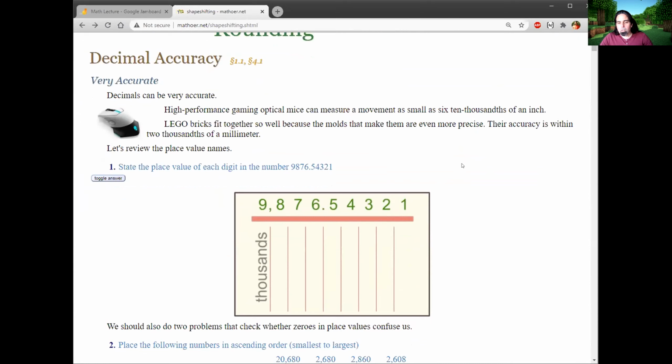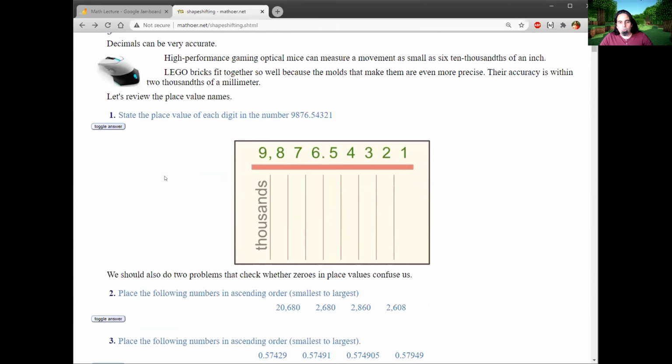So before we talk about rounding, we need to talk about place value, because that's how we measure how precise things are. For example, Lego bricks are accurate to 2/1000ths of a millimeter, and we'll see more examples in just a moment. So let's fill in this place value chart. I have a special thing that lets me grab things and put them on the whiteboard.